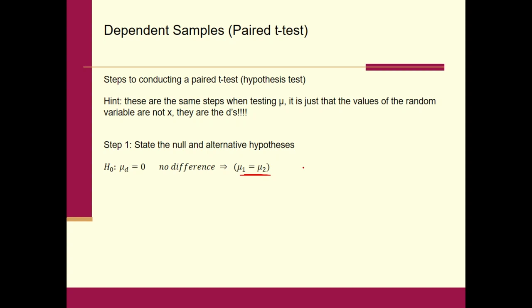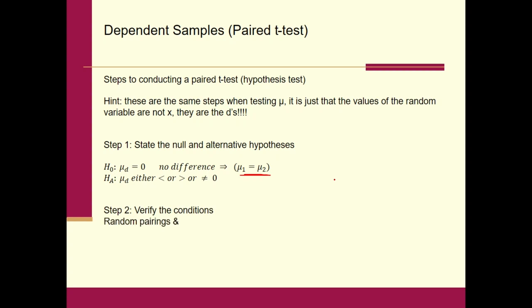So mu sub d equal to 0 is the null. The alternative, we have to figure out: are we going to set mu sub d being less than 0, greater than 0, not equal to 0? We'll have to figure that out in the problem, but that's where those negative d's and positive d's and defining those helps us understand what to put there.